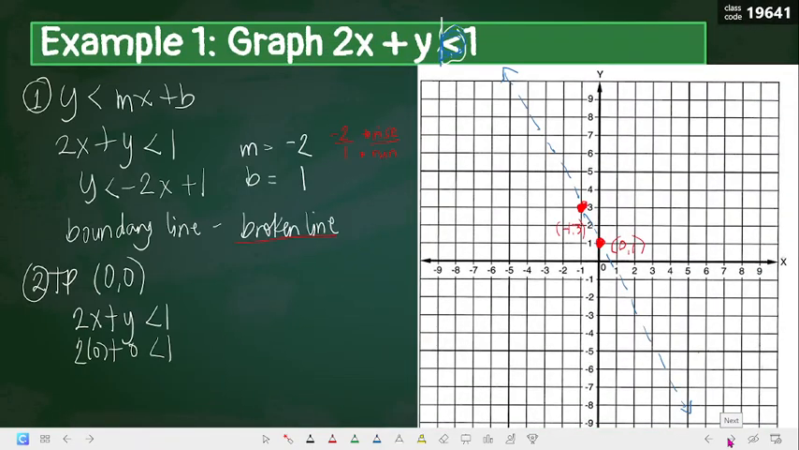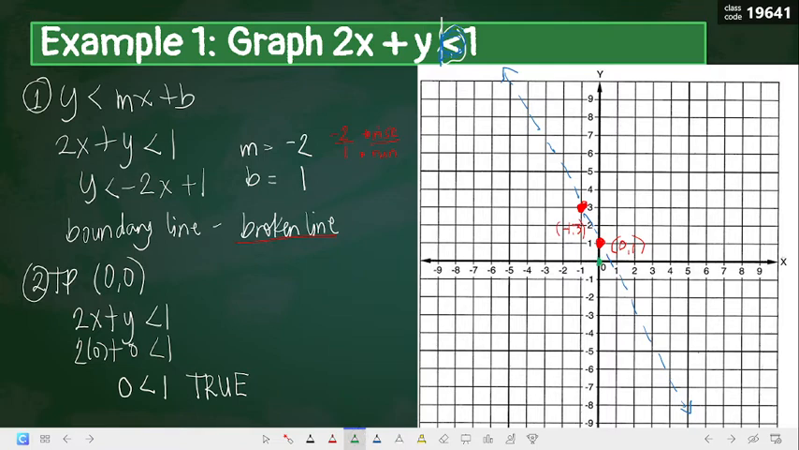Okay, so ayan. So, substitute lang natin yung 2x ay yung 0 dun sa x and y. So, that become 2 times 0, that is 0, plus 0. So, that is 0 less than 1. Then, identify natin ngayon kung true or false ba to. So, 0 less than 1, this is true. So, kung true siya, doon tayo mag-shade sa part na dadaanan yung 0, 0. So, andito yung 0, 0. Ito siya.